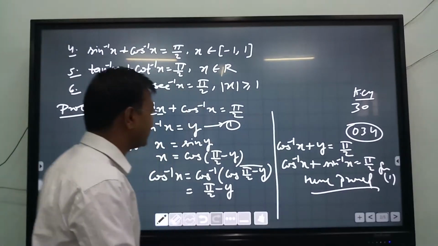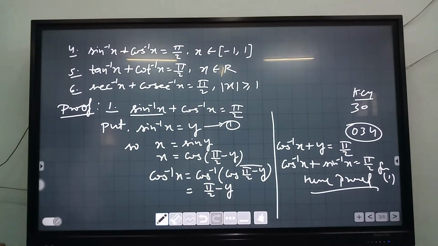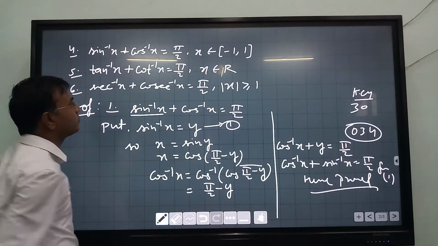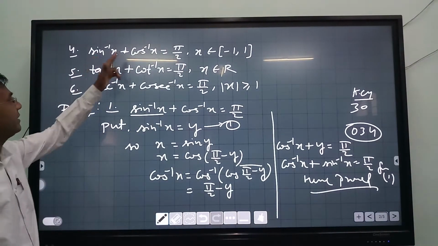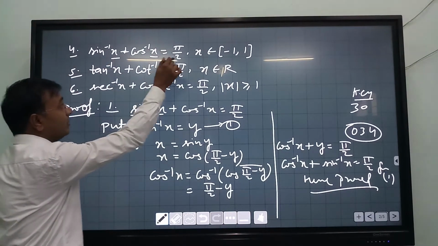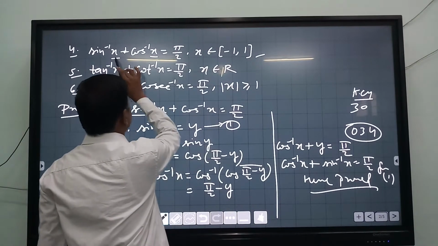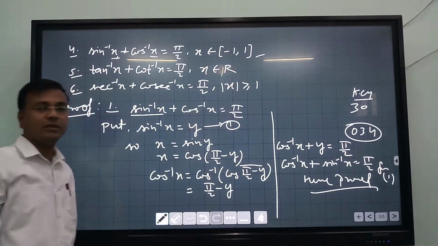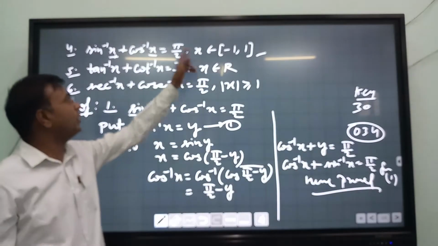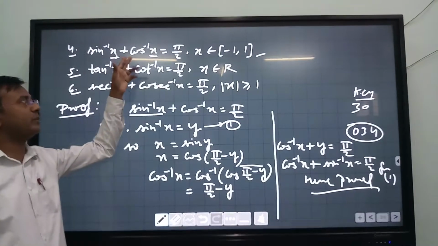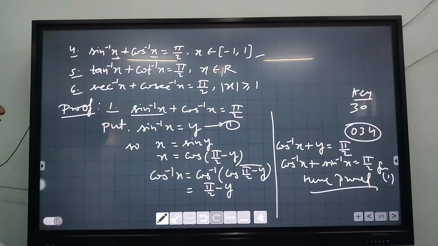Now let's see the second part of the properties. sin inverse x plus cos inverse x equals pi by 2. That is, if we take sin and cos with the same angle, then it gives pi by 2, and the restriction is on x: the domain of sin and cos is minus 1 to 1. So it is important to consider the domain of the function, because without the restriction the inverse trigonometric properties cannot be defined.